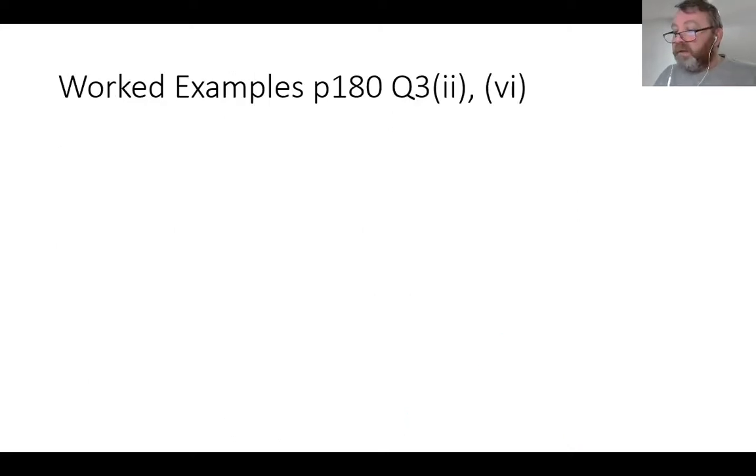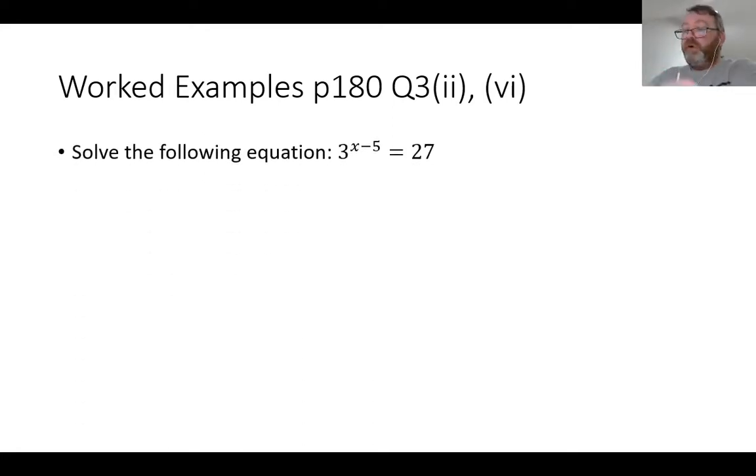Okay. So here's one from page 180, question 3, part 2 and part 4. Solve the following equation. 3 to the power of x minus 5 is equal to 27. Now, look at the left-hand side, base 3, right-hand side, base 27. What's the lowest base in this question? 3. Can 27 be written as 3 to the power of something? Yes, 3 to the power of 3 is 27. So I'm not going to use 27, I'm going to use 3 to the power of 3.